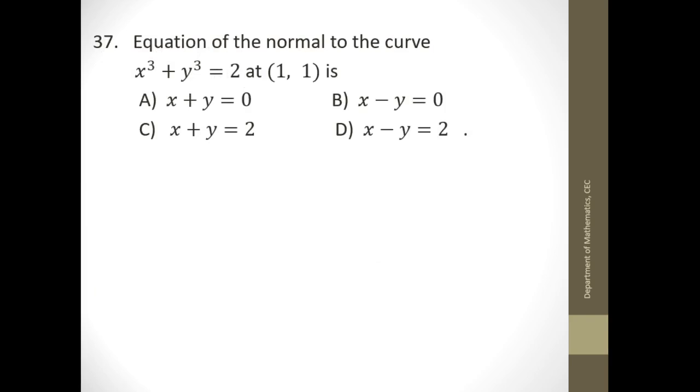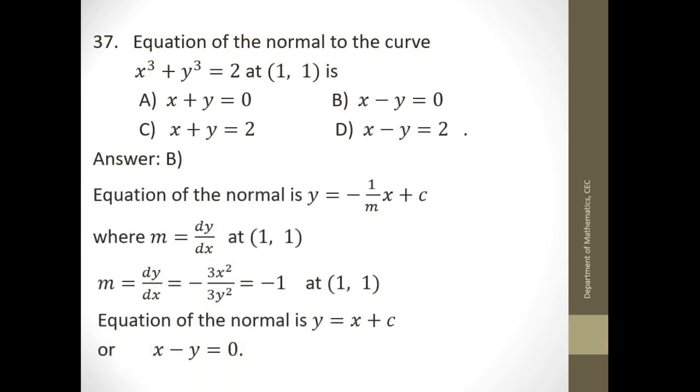Equation of the normal to the curve. To find the equation at x equal to 1, y equal to 1, dy by dx is minus 3x square by 3y square, that is minus 1. So, slope of the normal is 1, y equal to x plus c, or x minus y is c. How to find c? Put x equal to 1, y equal to 1, that is 0, x minus y equal to 0.